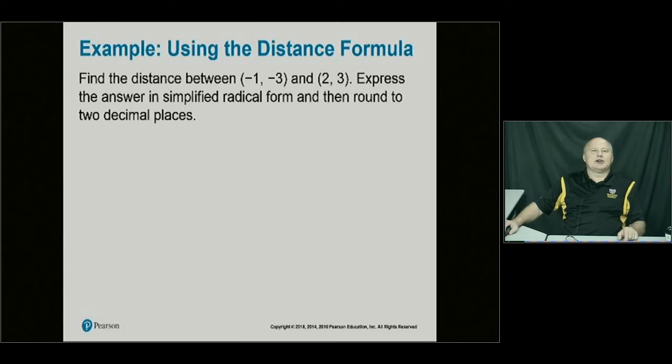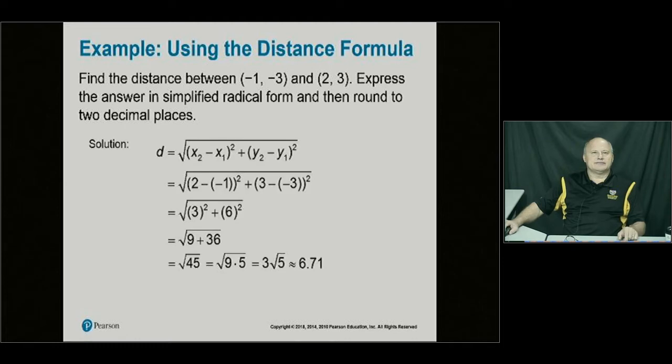All right? So example. So we're going to use the distance formula. So we're going to find the distance between (-1, -3) and (2, 3). Express the answer in simplified radical form and then round to two decimal places. So solution. So distance equals the square root of x2 minus x1 plus y2 minus y1, and you square both of those differences. Now it really doesn't matter which one you choose for x2 and which one you choose for x1, as long as they're x coordinates. And the y2 minus the y1, same thing.